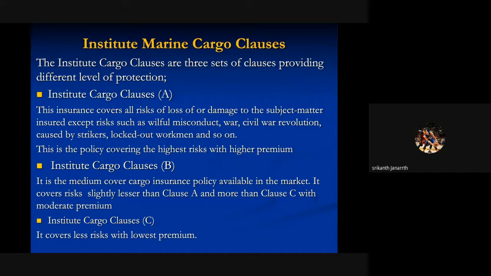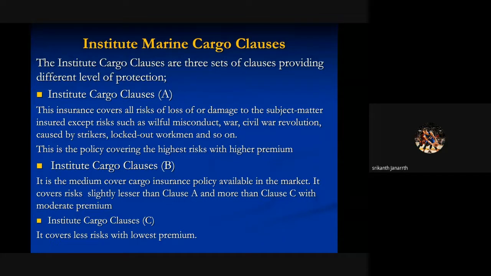You call it ICC Clause A, Institute Cargo Clauses A. That is the best policy to take, warehouse to warehouse, covering the entire risk elements. But premiums are a bit expensive. It's worthwhile taking this kind of insurance when the commodity is valuable in nature. So go for an ICC A clause.